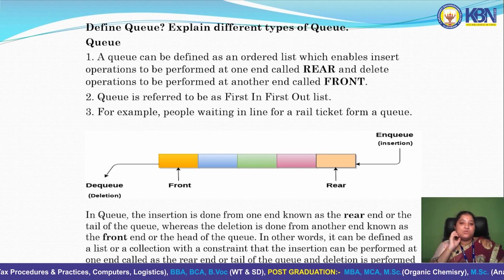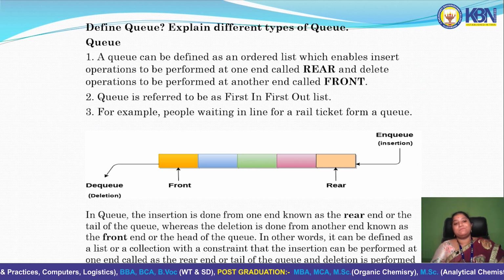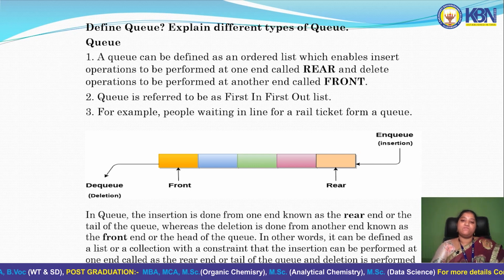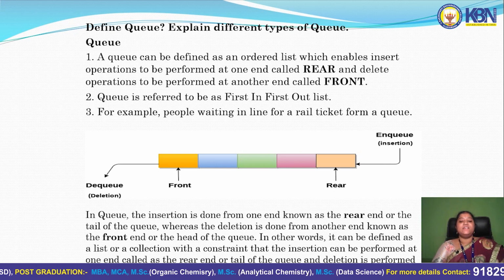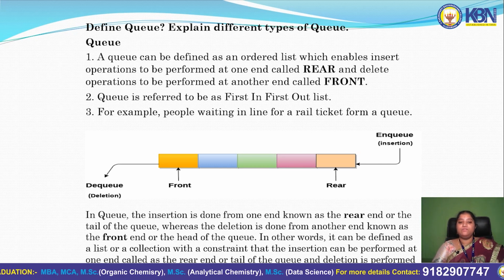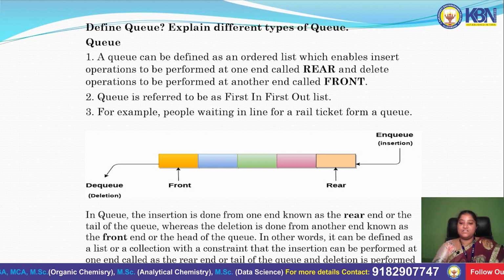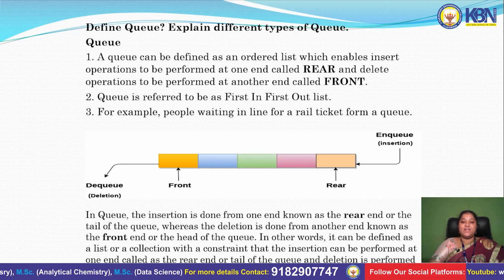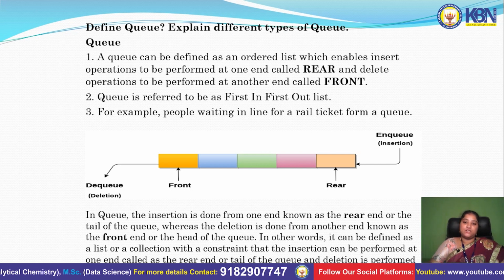Now we discuss what a queue is and what the different types of queues are. A queue can be defined as an ordered list in which insertion is performed at one end called the rear and deletion is performed at the other end called the front. A queue works in first in first out manner, that is FIFO. For example, waiting in a line for rail tickets, bus tickets or tokens.